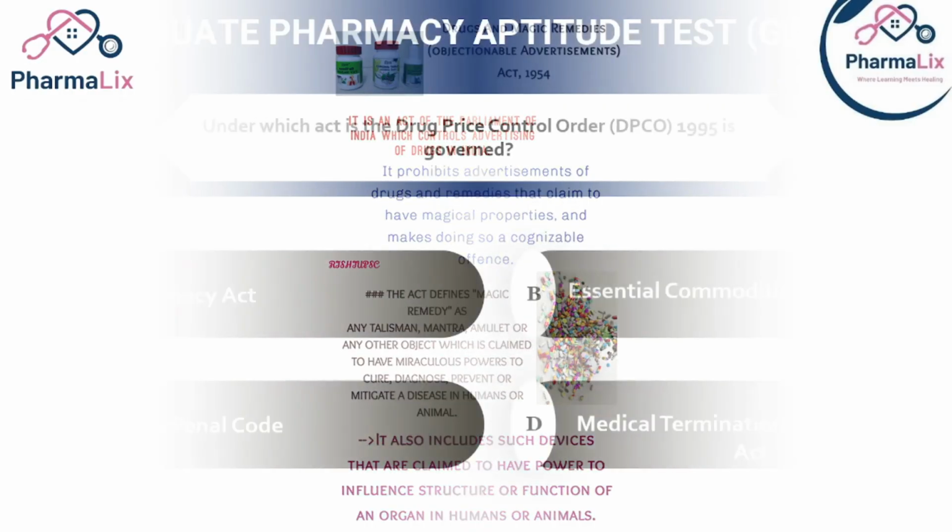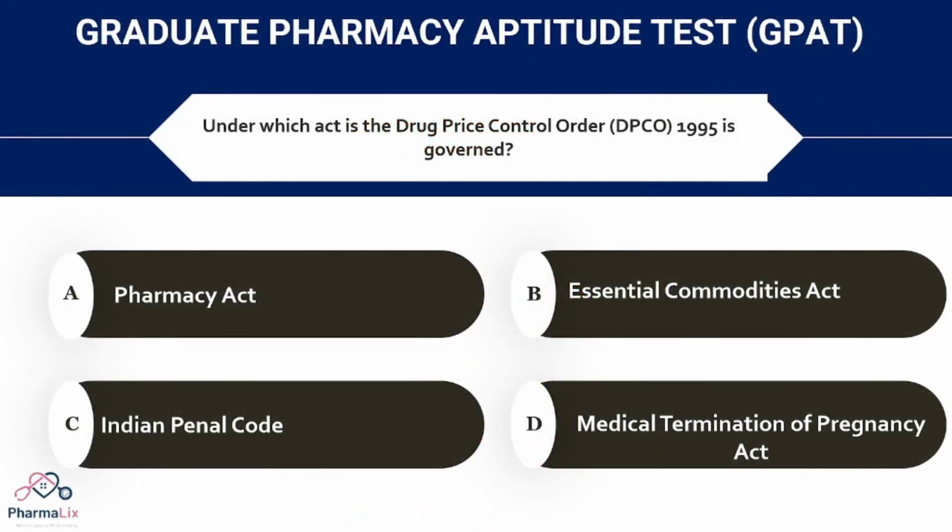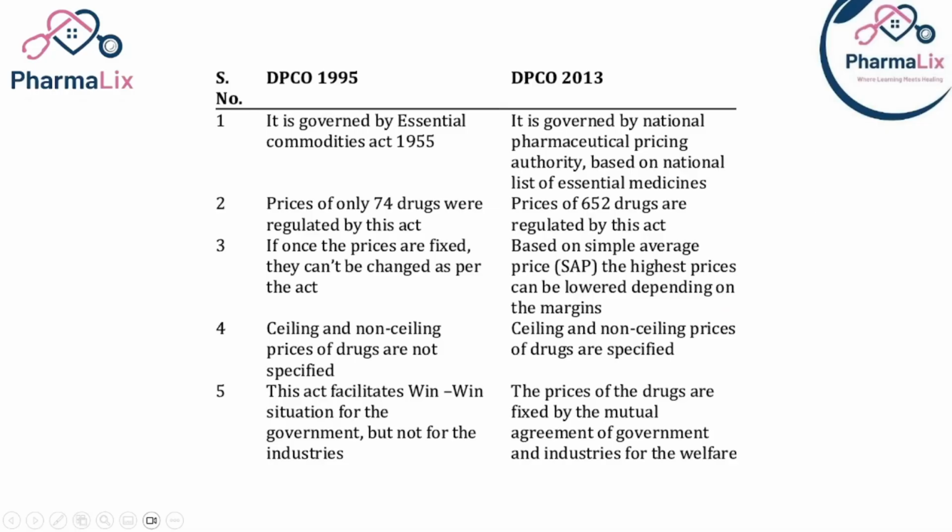Next question is, under which act is the Price Control Order of 1995 governed? So the Essential Commodities Act. So see, the Pharmacy Act only talks about the PCI and its members. So DPCO comes under the Essential Commodities Act. Okay, so here you can see the explanation for DPCO, which came in 1995.